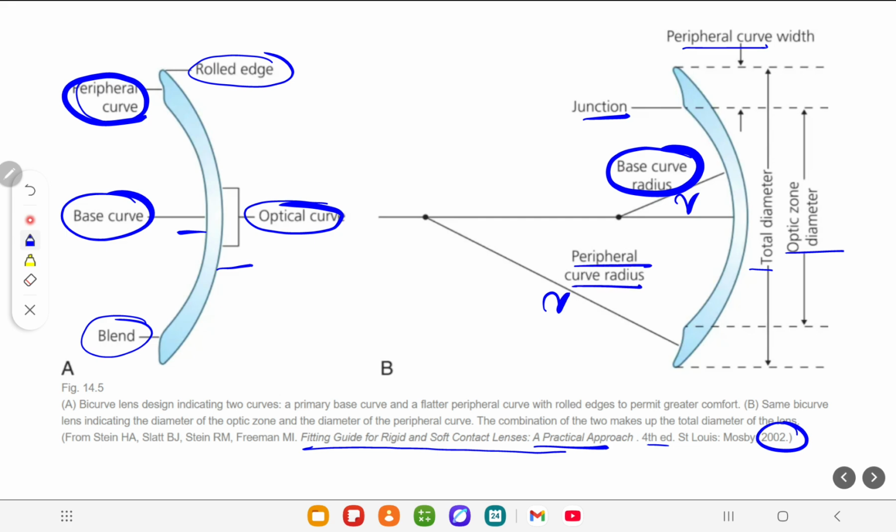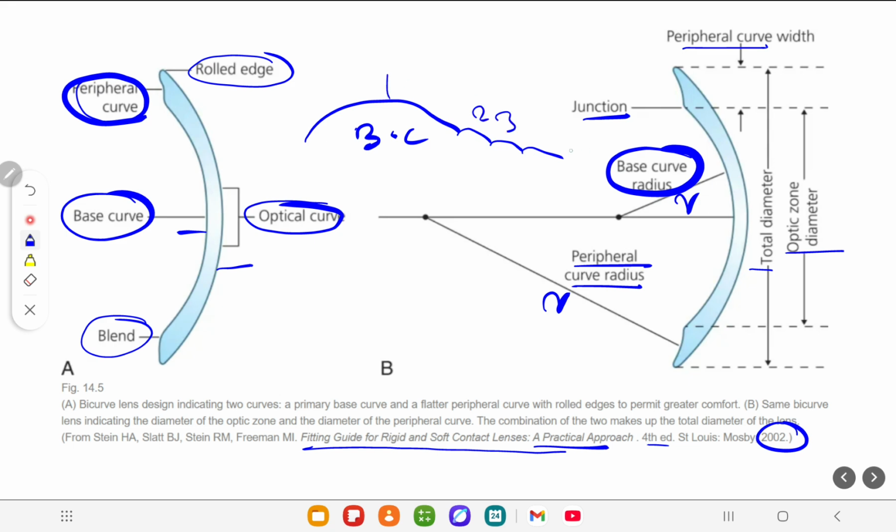What do you mean by larger radius of curvature? It means flatter, isn't it? So definitely the periphery is flatter compared to the central base curve. What I mean by that is, if this is the central base curve, then the first periphery will be flatter than the base curve, the second periphery will be flatter than the first periphery, and the third periphery will be flattest of all, isn't it?